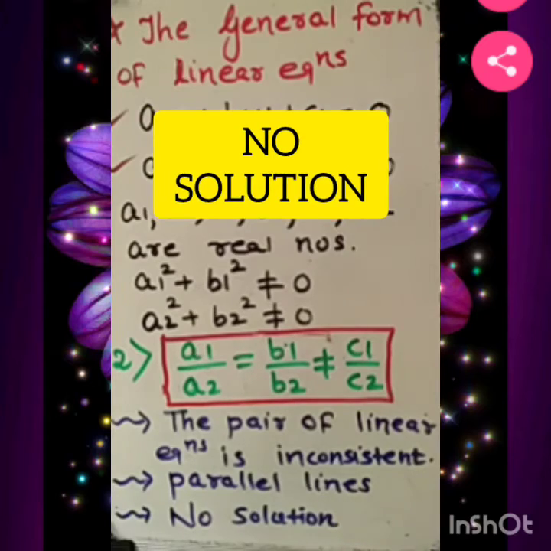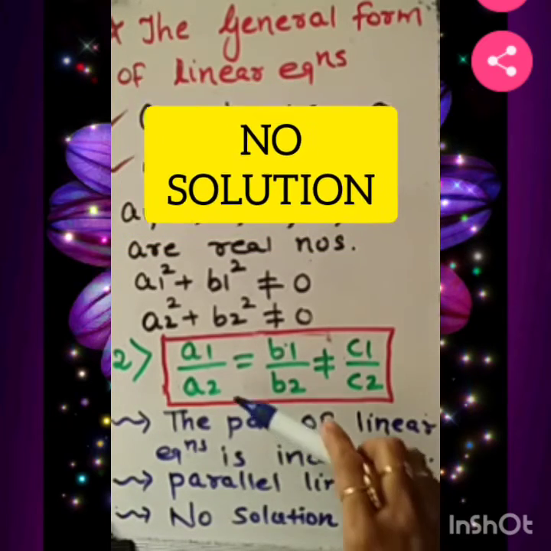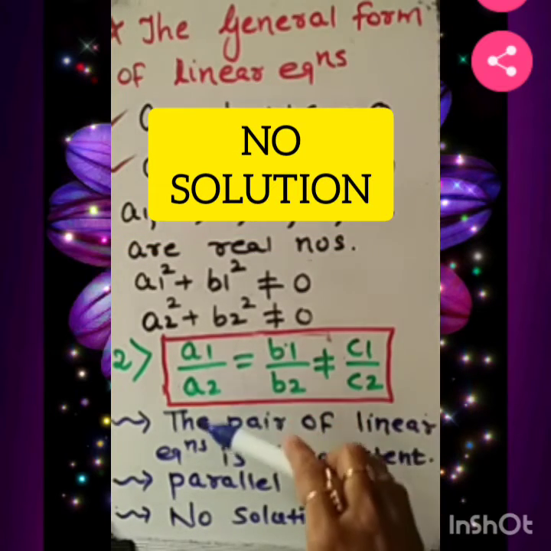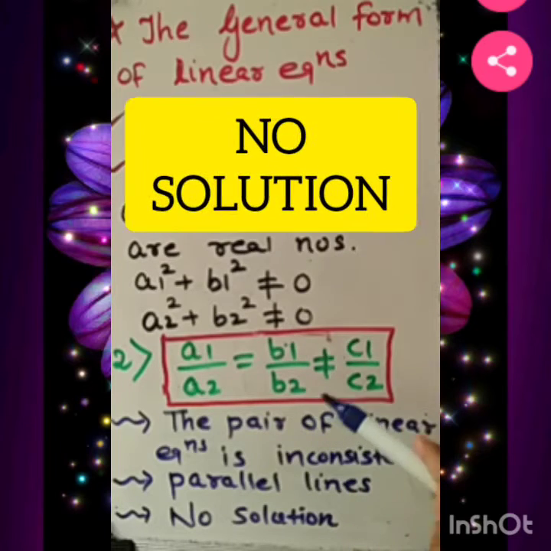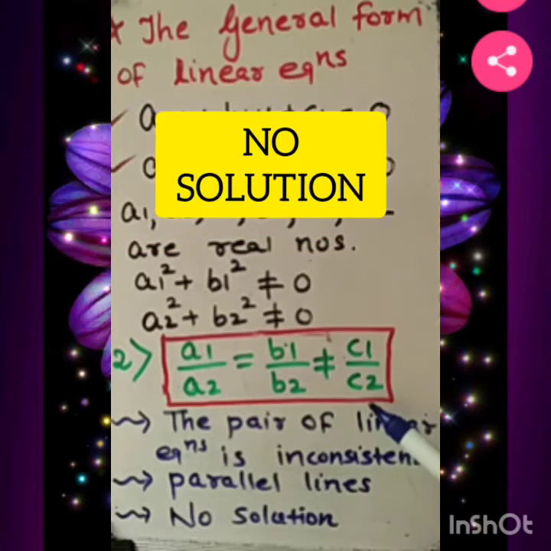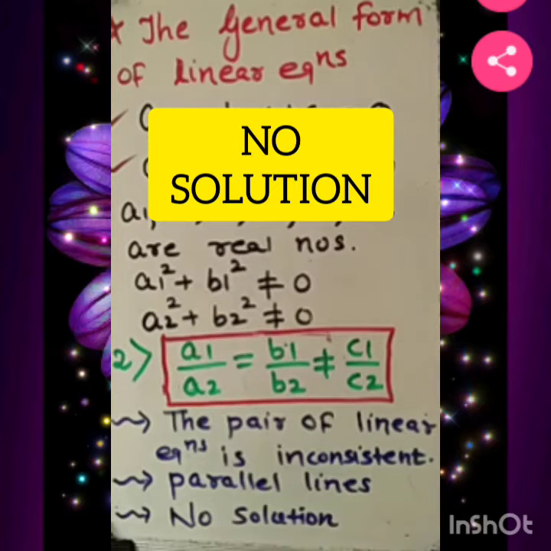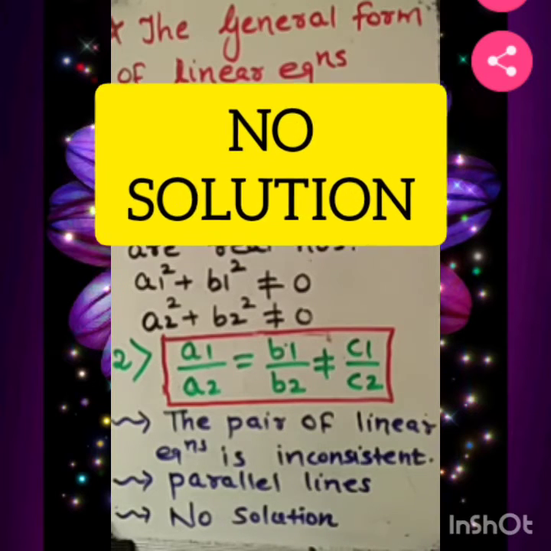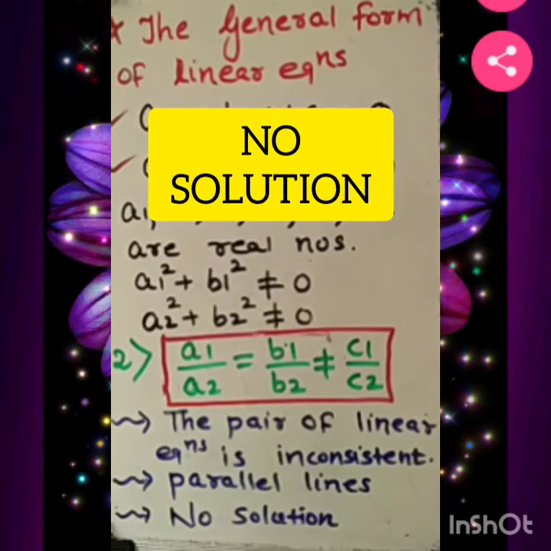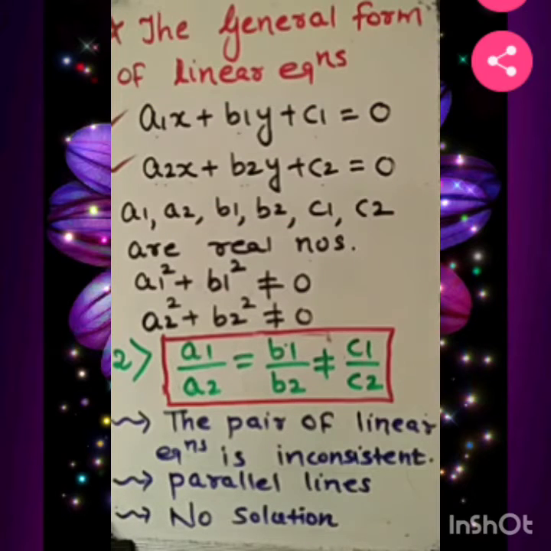Whenever we are having the ratio in this way, a1 by a2 equal to b1 by b2 not equal to c1 by c2, then we can say it has no solution. Here it has no solution. Fine. Now let's work out further.